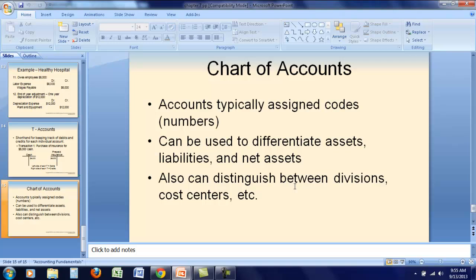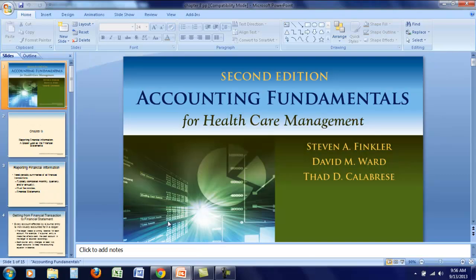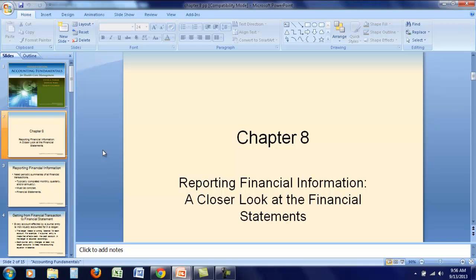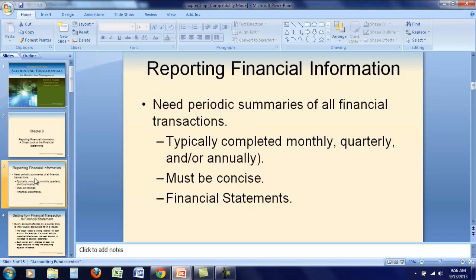So why don't we now take a look at Chapter 8, which is recording financial information, a closer look at the financial statements. What might be helpful is your notes from class on the 7th, where I drew out a balance sheet for you. So that's what we're talking about here. Reporting financial information is normally done in certain time periods. It's typically completed monthly, quarterly, and or annually.